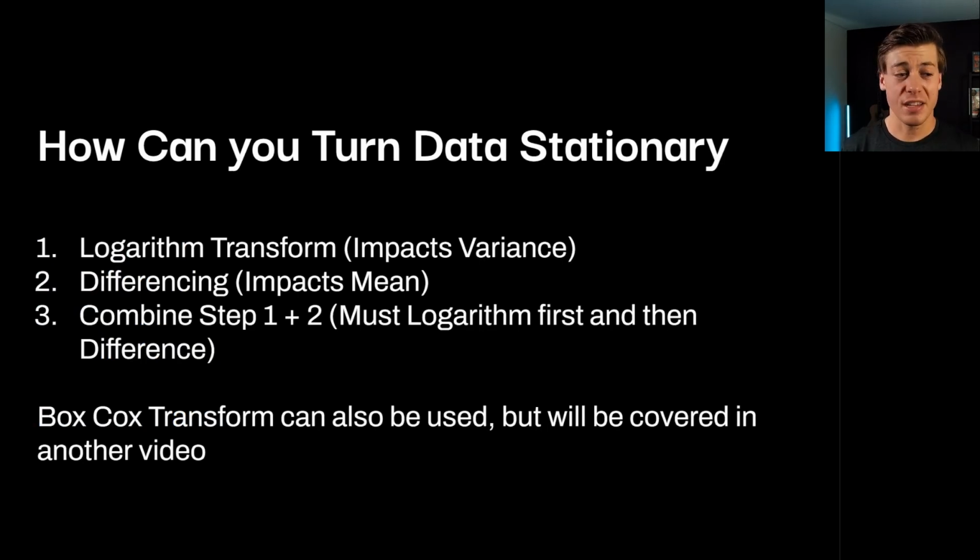So how can you turn your data stationary? Well, you can use a log transform, which impacts your variance. You can also work with differencing, which impacts the mean, and you can also combine steps 1 and 2, but you must use your log transform first and then difference. There's another way to do this through Box-Cox transform, and I'm going to be covering that in a separate video, so make sure to stay tuned for that. It'll probably be right after this in this series.